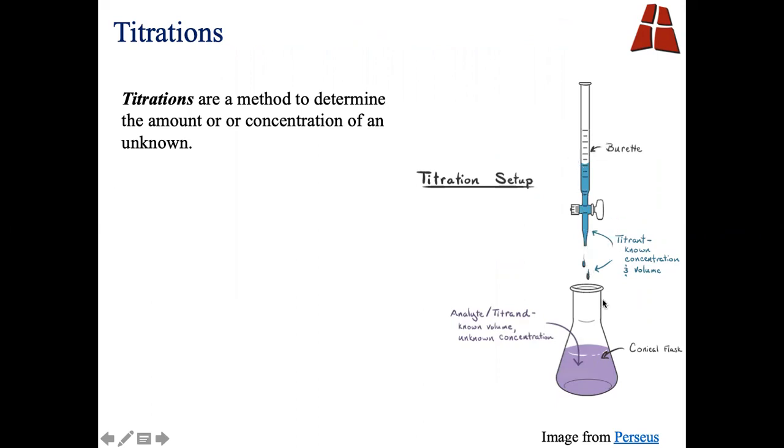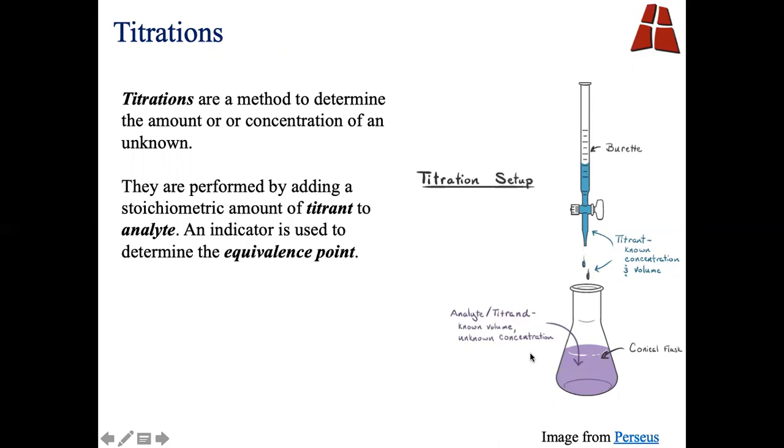And the thing that we add to our flask is called a titrant, and it will have a known concentration, and we will know the volume that we add. We add that into our analyte. And so it can also be called a titrand, but in this class, I'm just going to call it an analyte. Typically, we start with a known volume and then probably an unknown concentration.